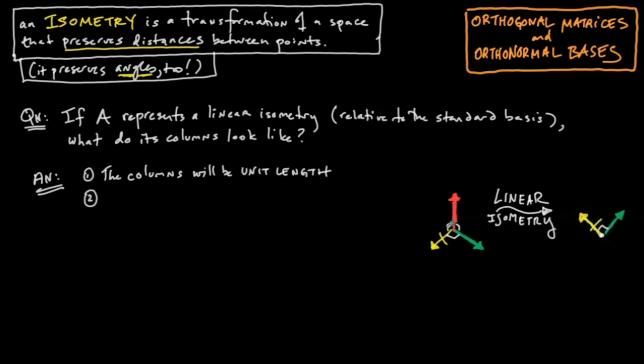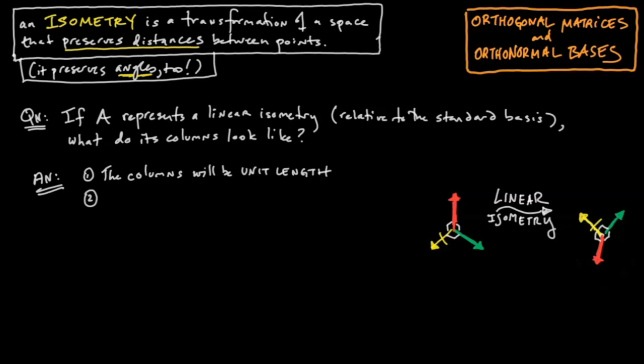Good. Well, now the possibilities for k hat's image are very limited, because not only must its image be unit length, since isometries preserve distances, but its image must also be perpendicular to the image of i hat and to the image of j hat, since k hat itself is perpendicular to i hat and j hat, and isometries preserve angles. That means there are actually only two places that k hat's image can go. One will look something like this, and the other will look something like this. I'll pick this one down here for the sake of our illustration.